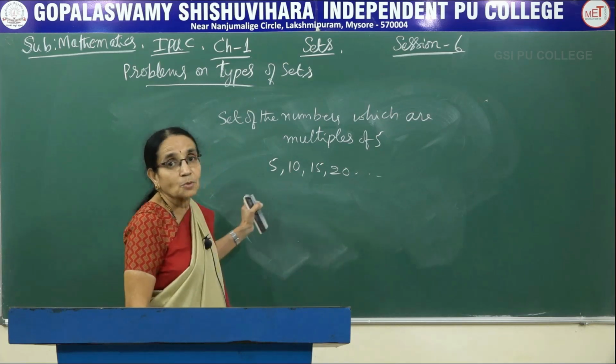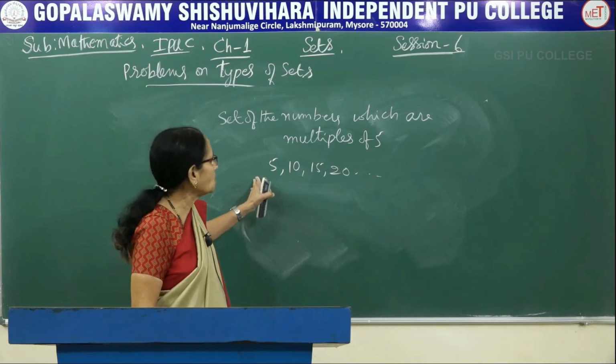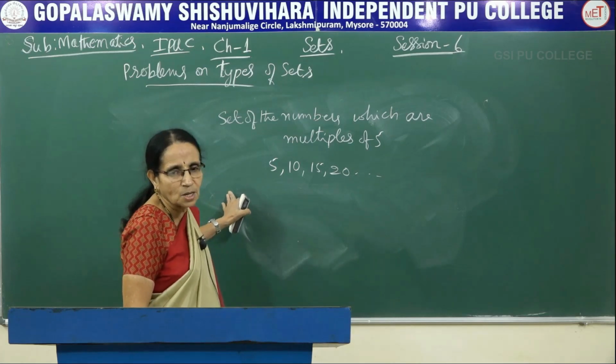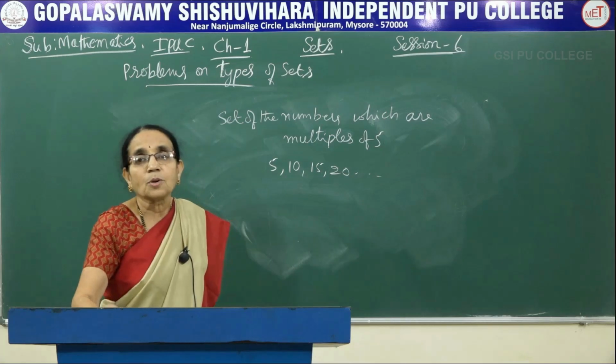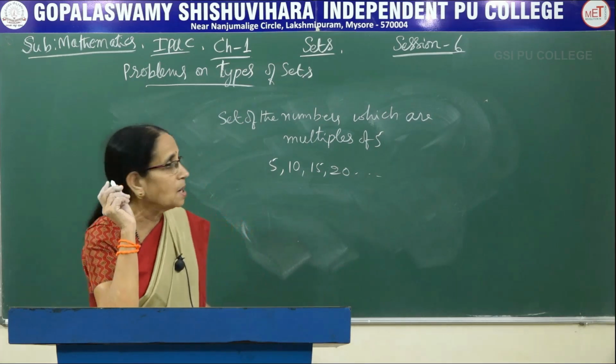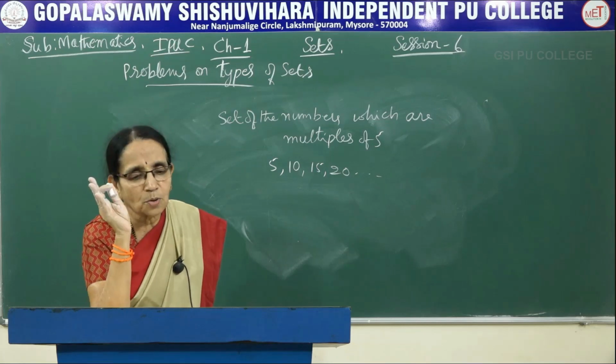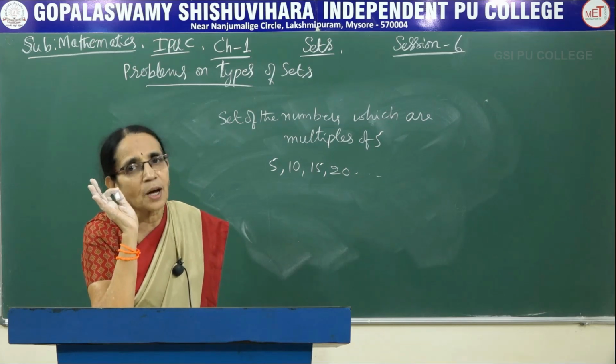Or you can go on the negative side also. 0 you can take. 0 is divisible by 5. Then minus 5, minus 10, minus 15, minus 20. All of them now you can divide by 5. So we say these are multiples of 5. That means what you take for this one? It is an infinite set.